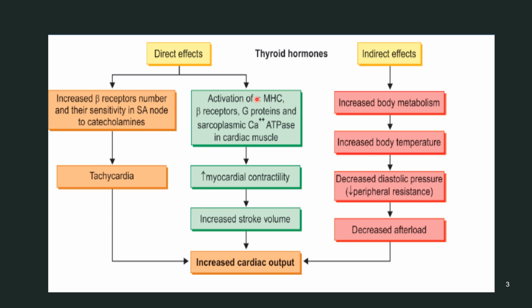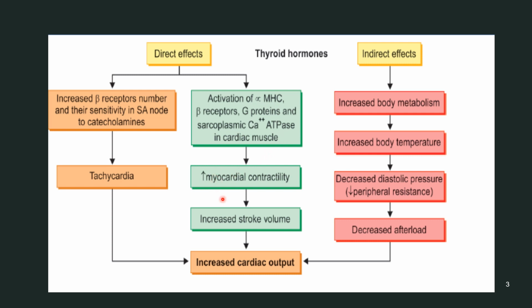The thyroid hormone also increases the expression of beta receptors, G proteins and sodium-potassium ATPases in the myocardial cells. It also increases the calcium ATPase activity of the sarcoplasmic reticulum, which facilitates the sequestration of calcium. So all these factors, what are those? One is the activation of alpha MHC, then beta receptor expression is increased, G protein is increased, and the sarcoplasmic calcium ATPase activity is increased in the cardiac muscles. So all of them will increase the myocardial contractility.